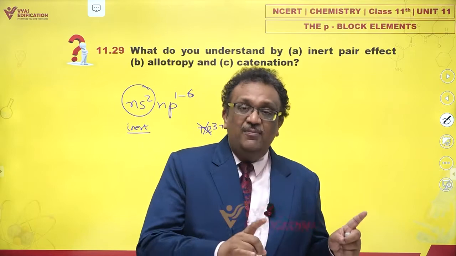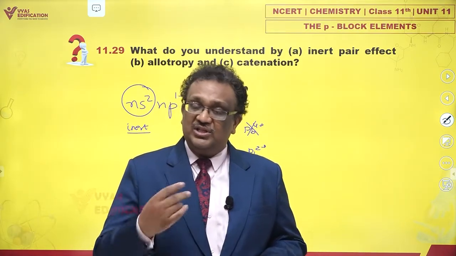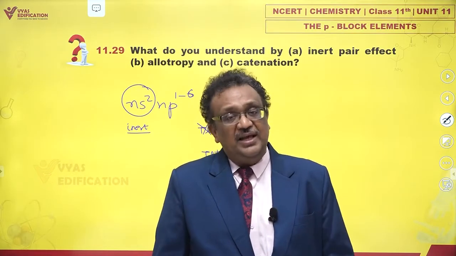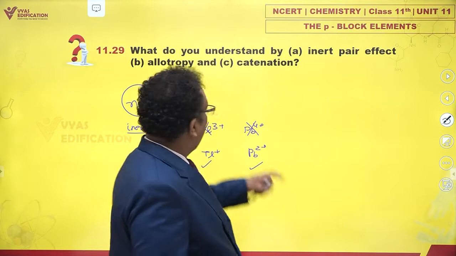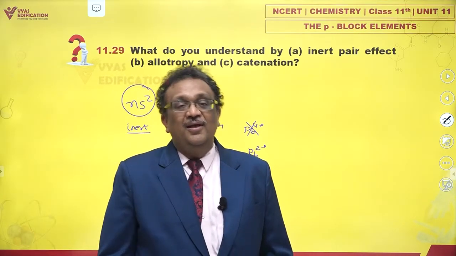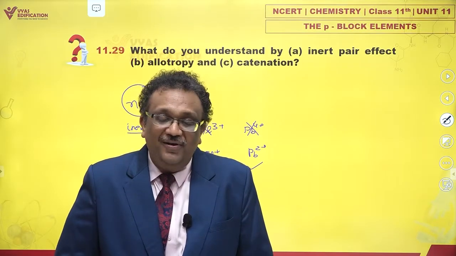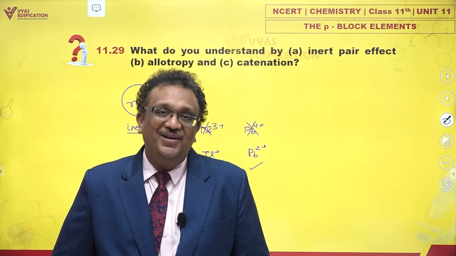So if the same element can be present in more than one form such that chemical composition is the same but physical and chemical properties are different, then that substance is said to show allotropy. Examples being rhombic and monoclinic sulfur. A second example, a very famous example, is diamond and graphite.